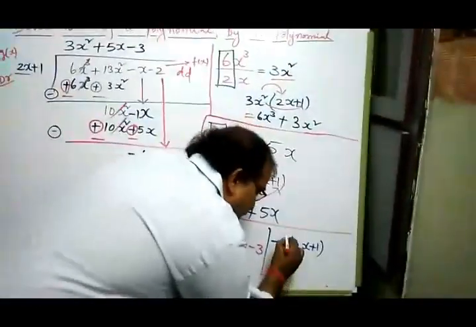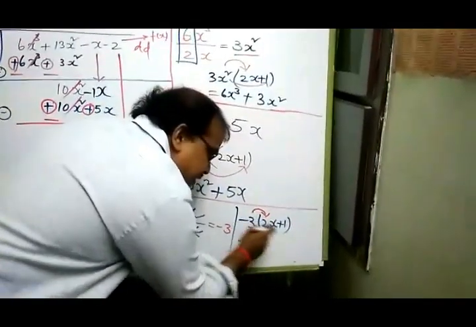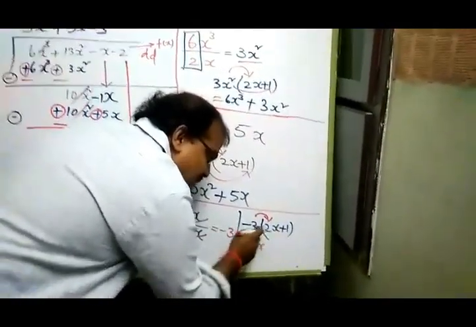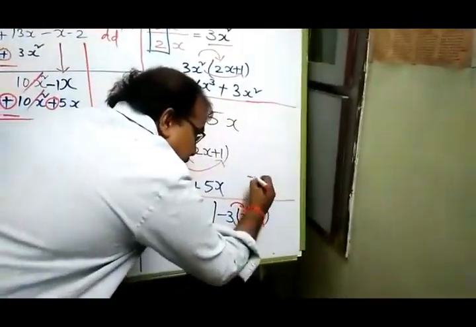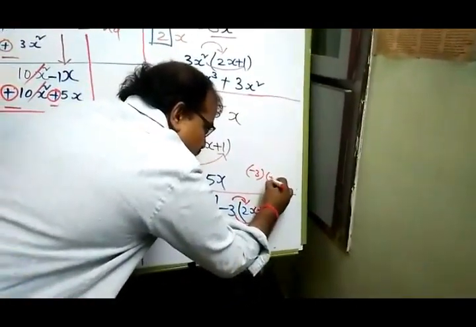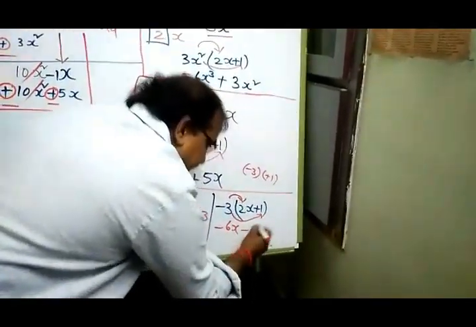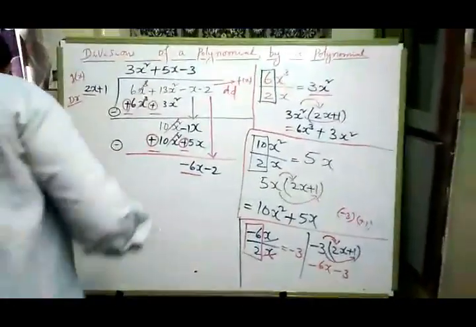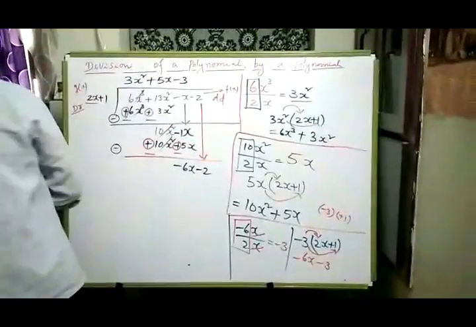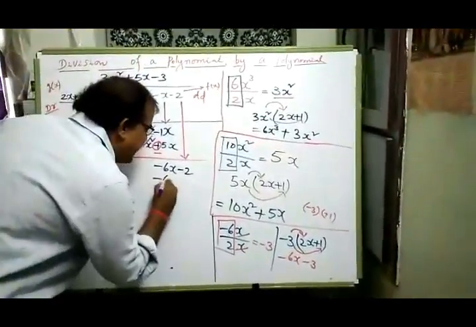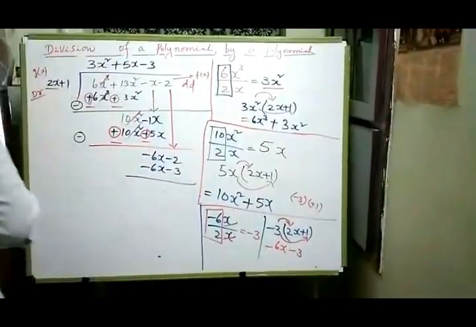How to multiply? Carefully you see, minus 3 into 2x is minus 6x. Minus 3 into plus 1, that is nothing but minus into plus is minus, and 3 ones are 3. So finally here it is minus 6x minus 3.